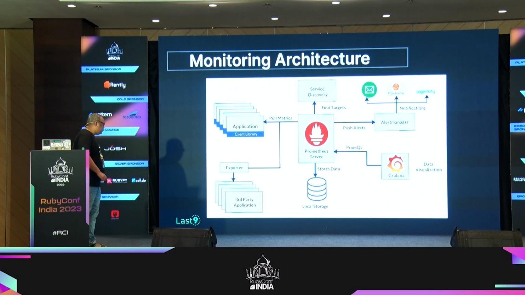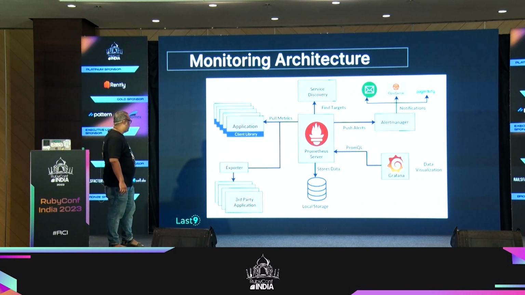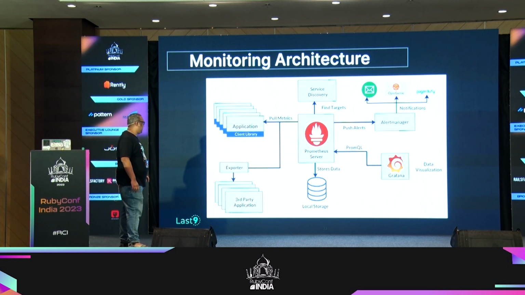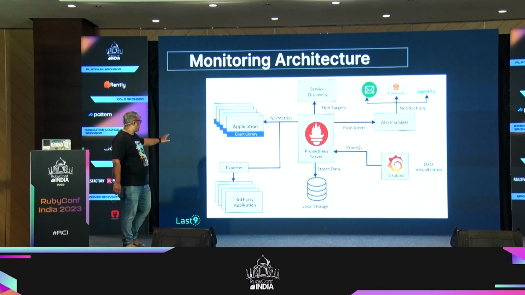So going through the monitoring architecture, right? Now you can see it looks quite complex, but it works very efficiently. You have your applications, in this case, Rails applications, which are distributed in nature. Your Prometheus server is pulling these metrics. It also refers to the service discovery part, right?